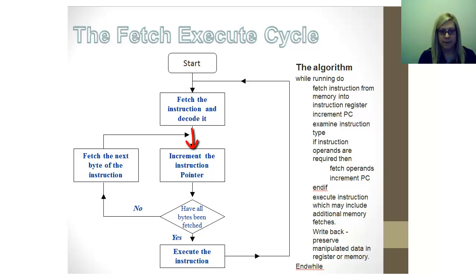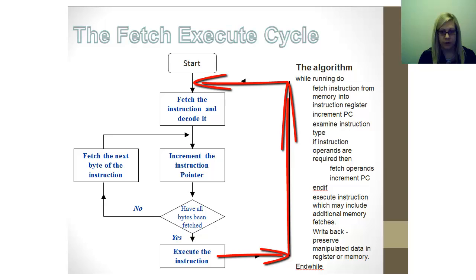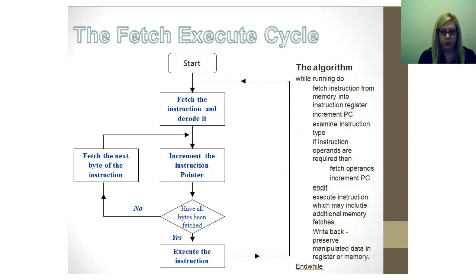2. The PC is incremented and now contains the address of the next instruction. 3. The instruction is transferred from the MBR into the CIR. 4. The instruction in the CIR is decoded and executed. 5. Unless the instruction is a stop instruction, the cycle is repeated. The algorithm used during this process is displayed on screen.